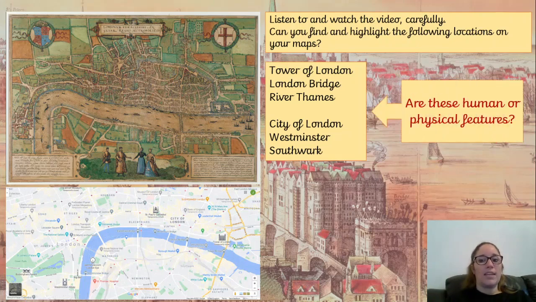Okay, so are these human or physical features? Perhaps you want to colour code them, so when you're drawing them on your map or circling them, perhaps you want to circle the human features in red and the physical features green, perhaps, so you can colour code them. You can make a key.